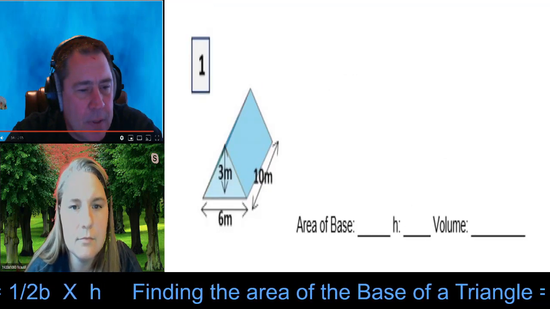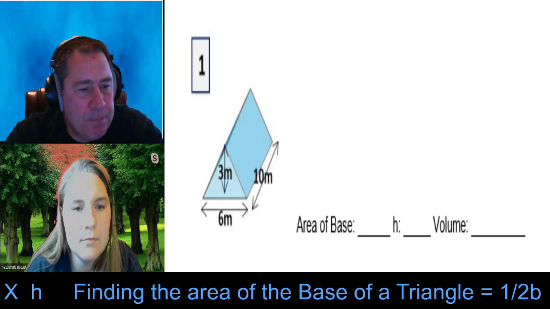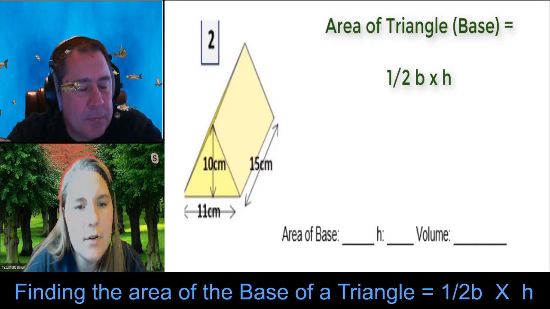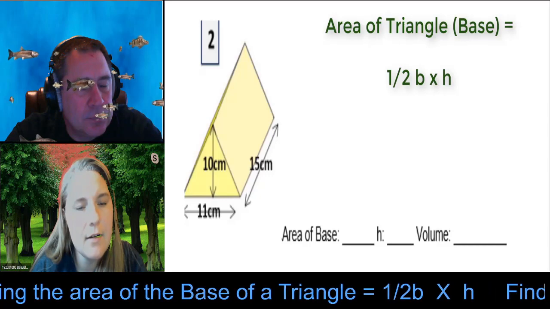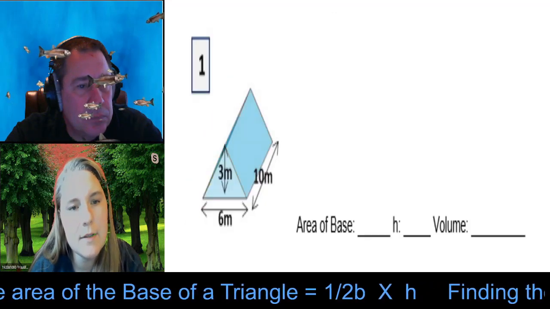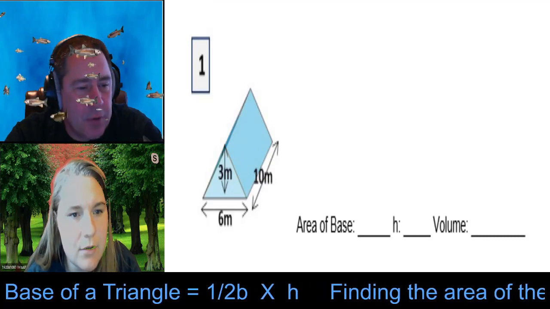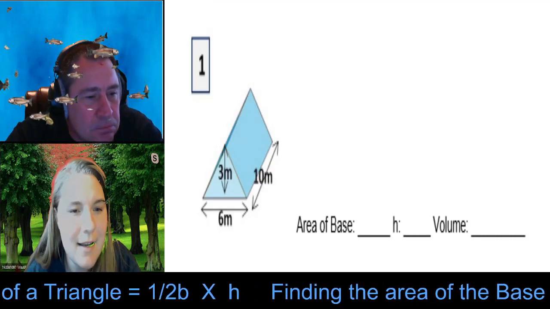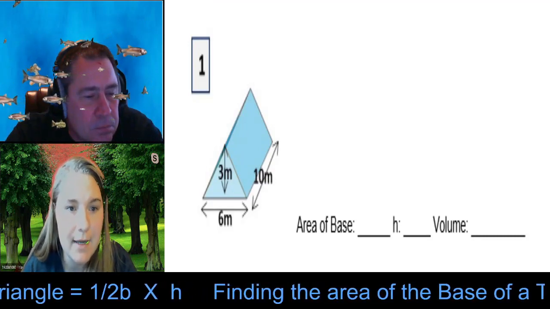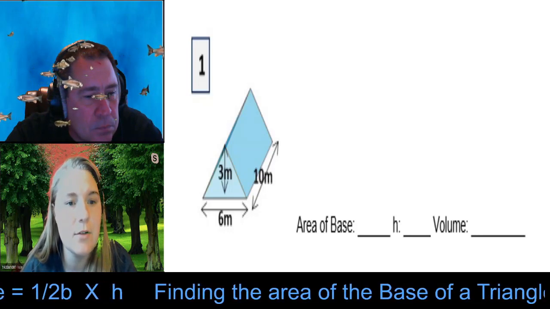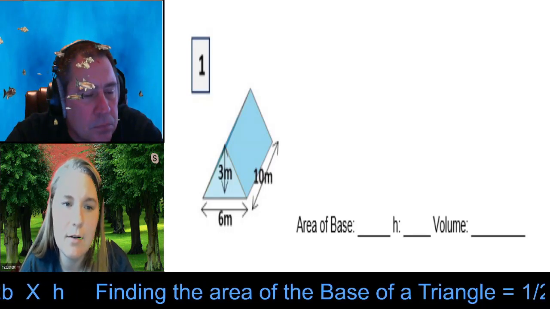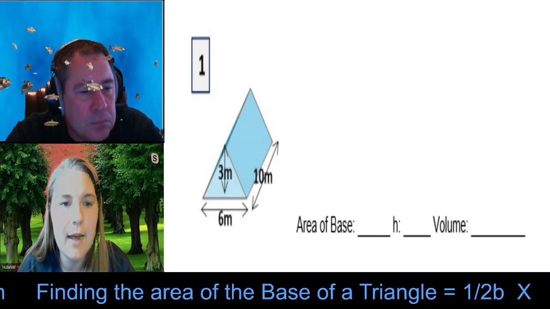Okay. Anything there, Miss Blanton? Yeah, just so you guys know the difference between the height of the triangle and the height of the prism. For that first step, you're just looking at the base, and that's a two-dimensional shape. So a triangle has a base and a height. And so that height is 3.